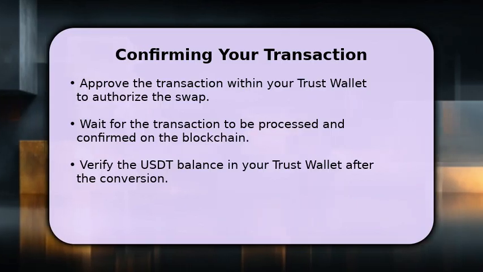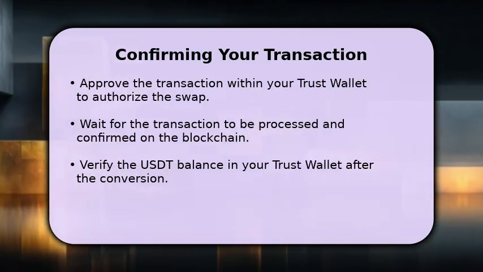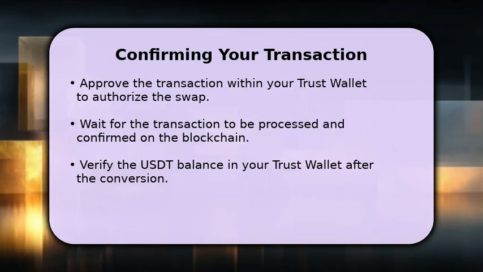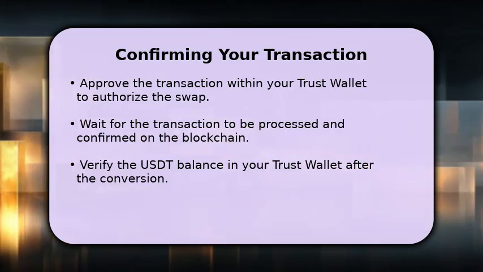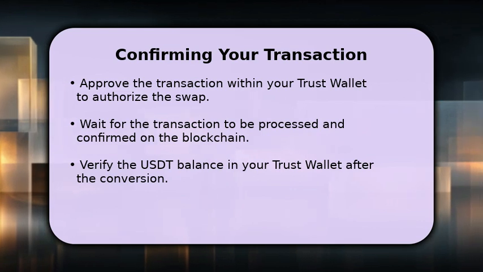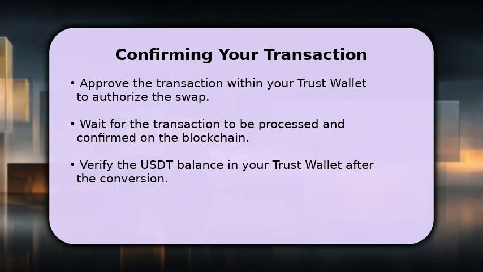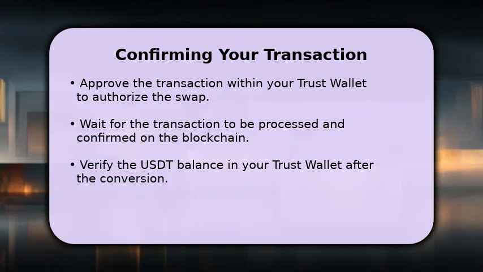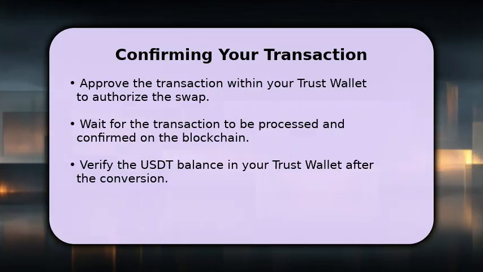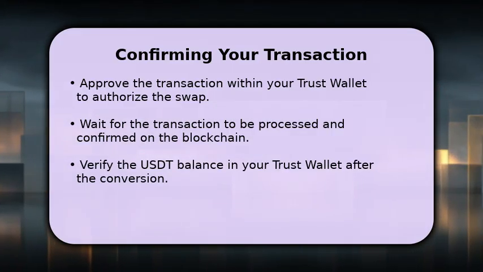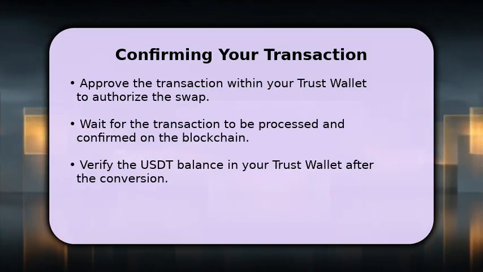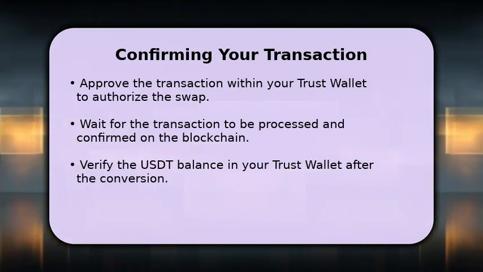Your Trust Wallet will prompt you to approve the swap, requiring a final authorization. Once approved, the transaction will be sent to the blockchain network for processing. This usually takes a few moments, depending on network congestion. Finally, check your Trust Wallet to confirm that your new USD balance is correctly reflected.